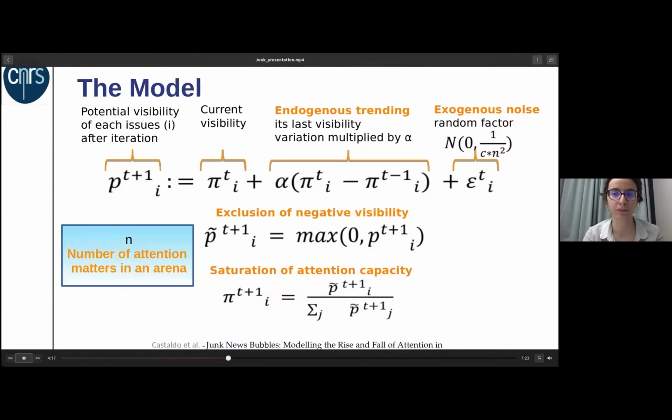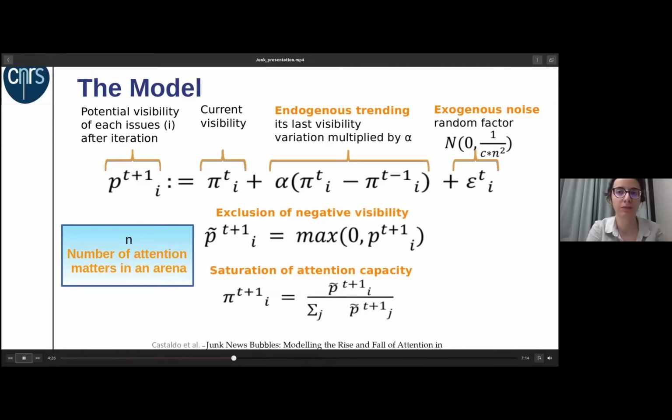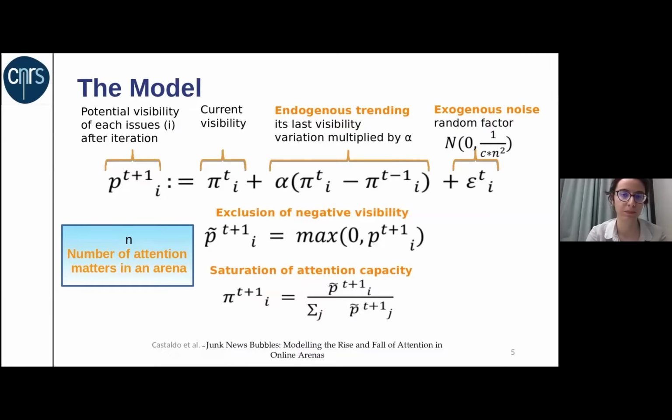We formalize these dynamics through a discrete time model. Let's consider an arena with a maximum number of items equal to n. We can then define the potential visibility of an item i at a certain time step as the sum of its previous visibility plus its previous variation in visibility multiplied by a parameter alpha. On top of that, we can add an exogenous noise, which is modeled through a random variable with a normal distribution, mean equal to 0, and standard deviation controlled by a parameter c.